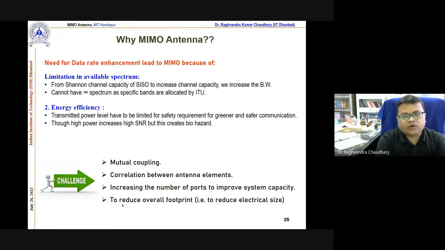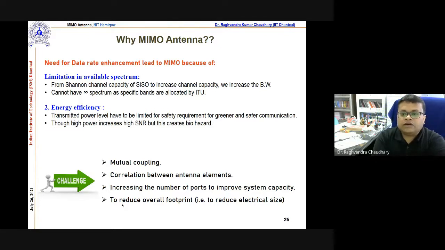From that time onwards, the requirement of data speed was needed, and that is why this subject came into the picture. At that time the limitation was the available spectrum. We know the Shannon channel capacity of a single input, single output system.